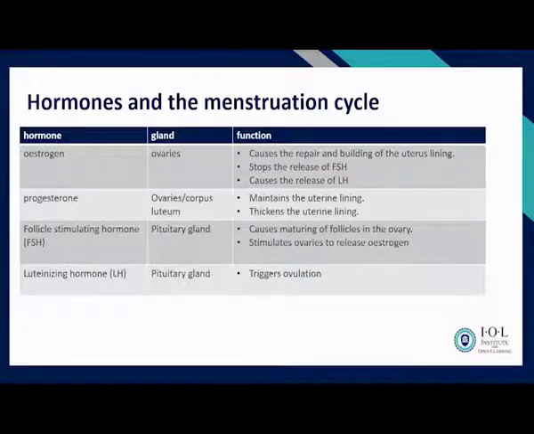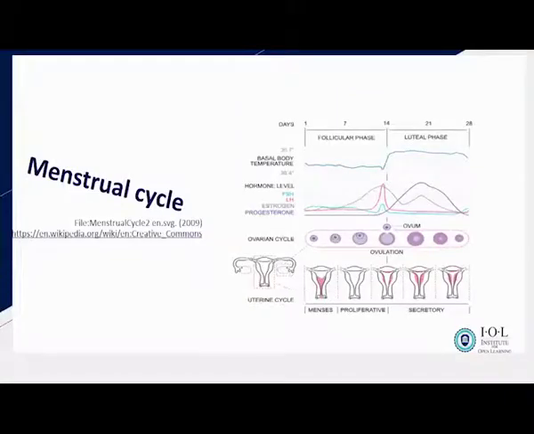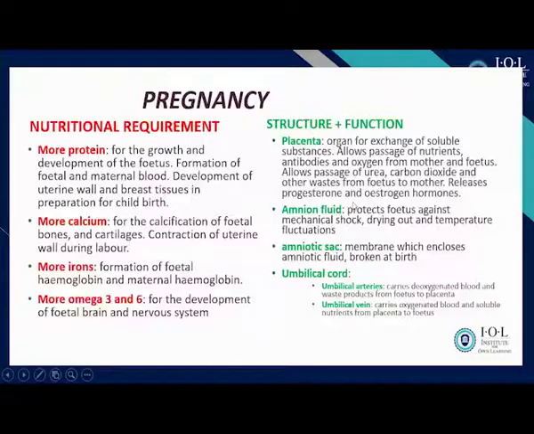The next one is the luteinizing hormone, produced by the pituitary gland. And its function is to trigger ovulation. That's why we have it high during the ovulation period.